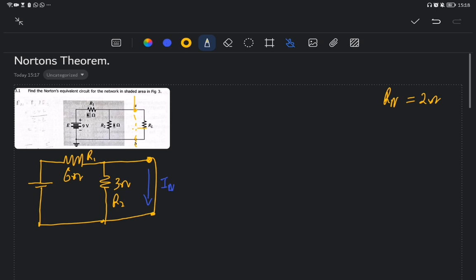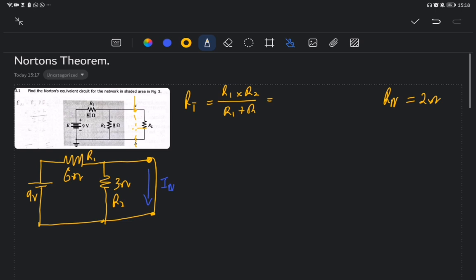First of all, we need to calculate the total resistance in this circuit. So our total will be equal to, oh sorry, not 6, but start from the start. It will be R1 multiplied by R2 divided by R1 plus R2, right?